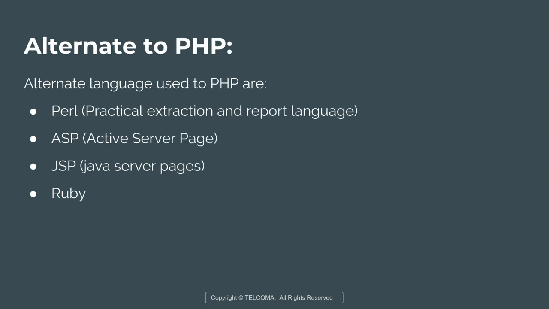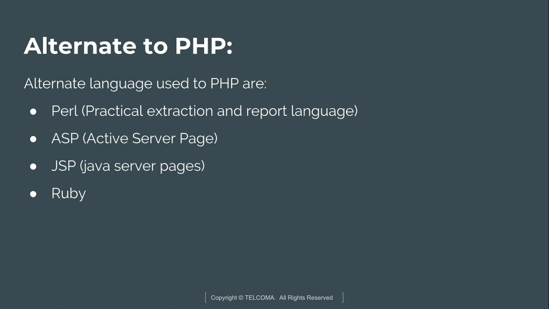Next are the alternatives to PHP. We can also use other languages that are alternatives to PHP. The first language is Perl, the Practical Extraction and Report Language. This is a general purpose Unix scripting language which is used to build web pages. Basically it is used for scripting. It is a high level dynamic programming language.